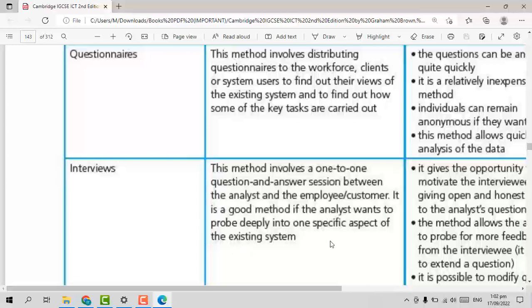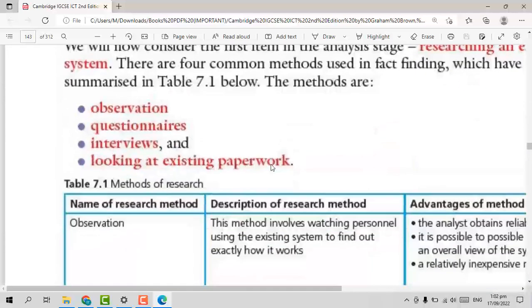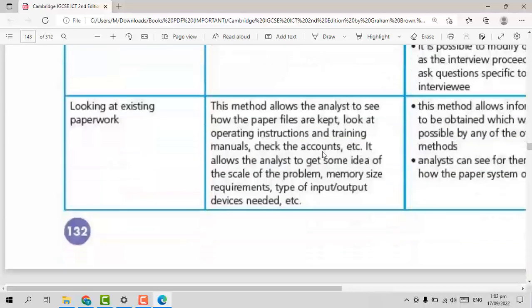Now let's go to the last method, looking at existing paperwork. Well, every company or every organization or every firm, they keep a big cupboard or maybe a bunch of cupboards where they keep their old paperwork. For example, if it was a school, they would have a record of every single student and every single teacher that they had or they worked with or they taught, or a student that was in the school, on a file inside that cupboard. So as a system analyst, I'm going to open those cupboards and try to figure out how the system went.